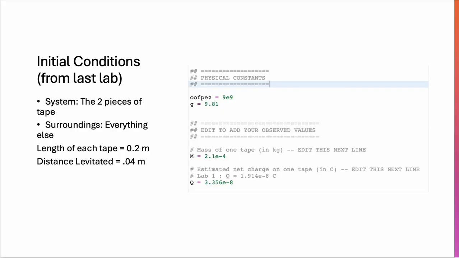Initial conditions. So the system are the two pieces of tape, and the surroundings are everything else. The length of each tape was around 0.2 meters, and the distance levitated was about 0.04 meters. And the mass was 2.1 e to the negative fourth. UFPES is just the Coulomb's constant, and G is the gravitational constant. The real difference here was just using Q equals 3.356 e to the negative eighth coulombs instead of the charge from Lab 1.